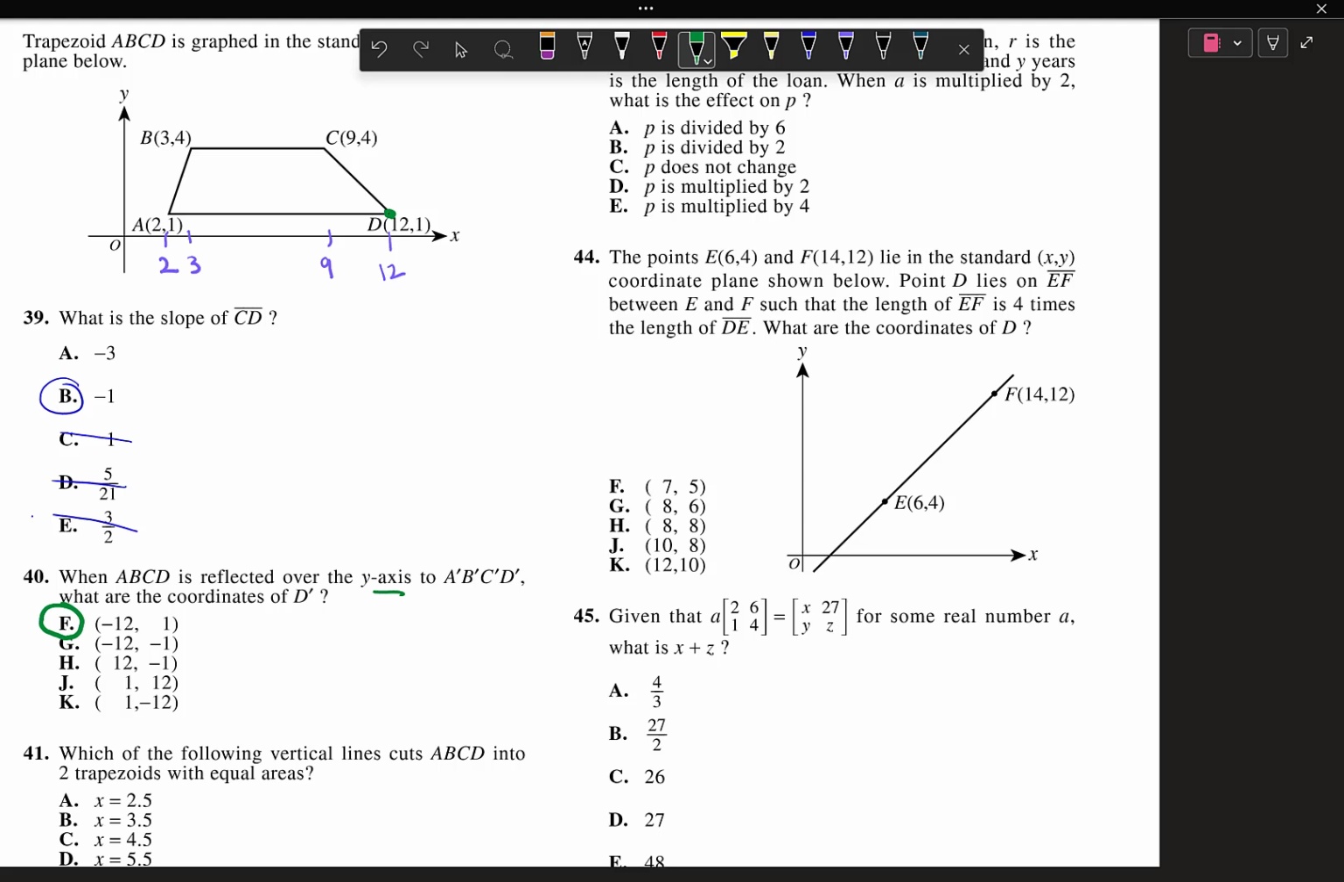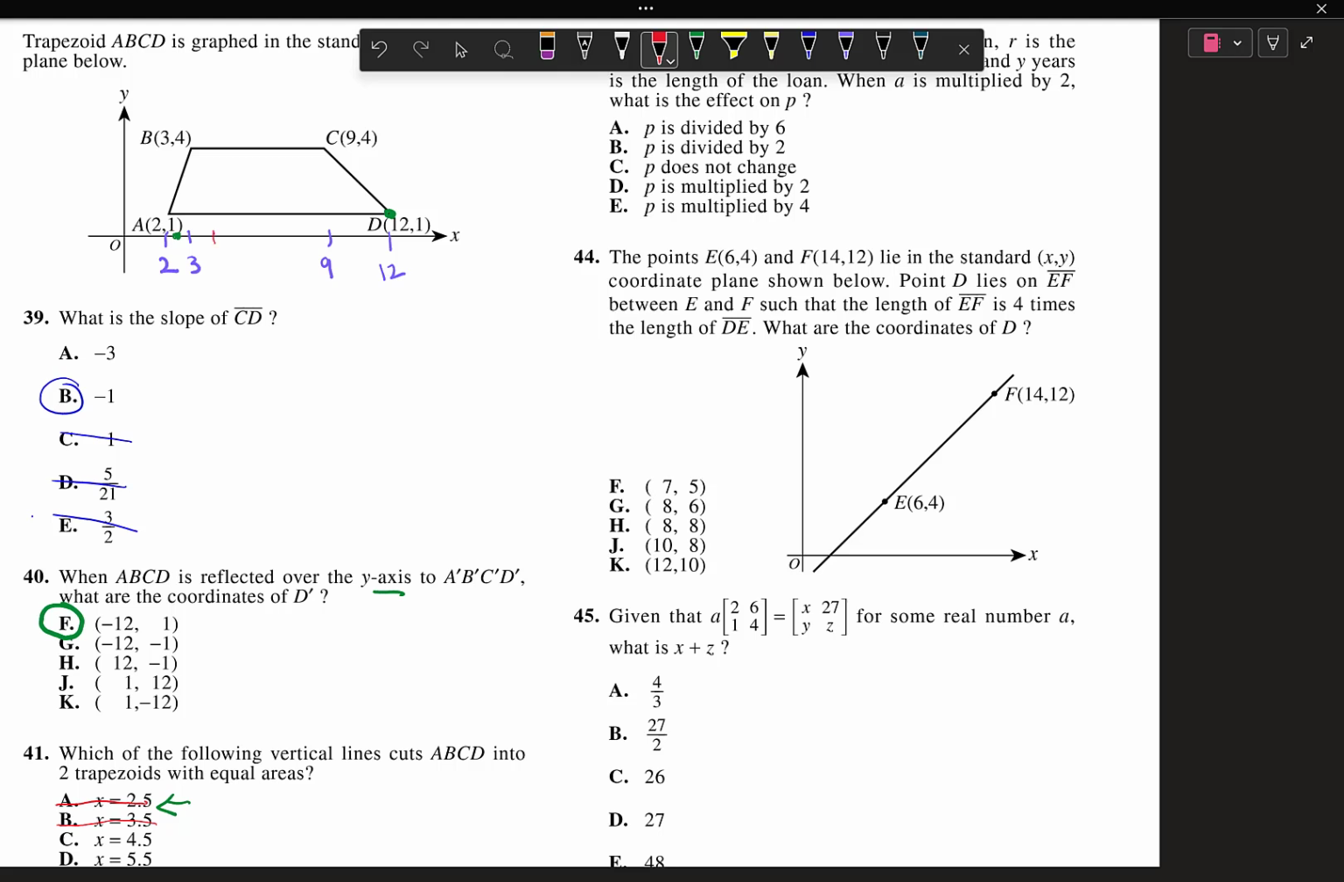Let's start with choice A. These are all vertical lines. So the first one is at x equals 2.5. X equals 2.5 is here. So if we draw a vertical line straight up, does that divide the trapezoid into two trapezoids with equal areas? No way. 3.5, we can go and mark that one off as well because we're not moving over to the right far enough. Let's check out 4.5.